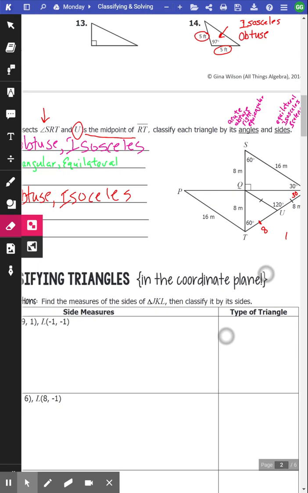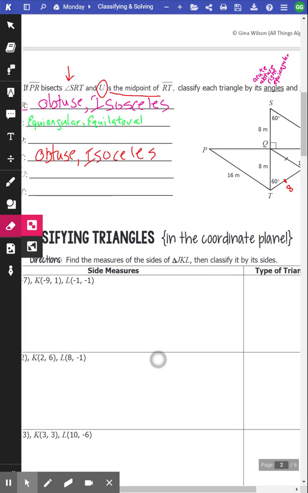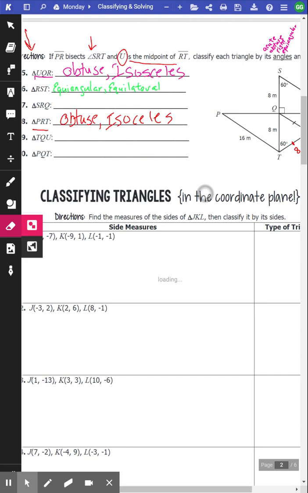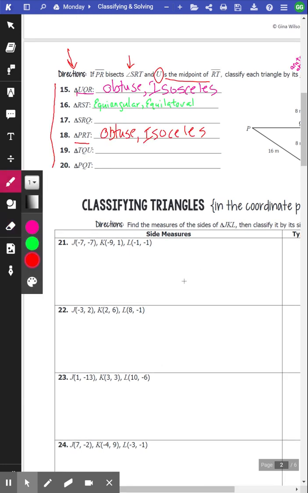All right, let's go down to the bottom part. Classifying triangles in the coordinate plane. Well, that means you have to understand these, okay? We're going to classify by sides. This isn't going to deal with angle measures. It's just going to deal by sides, which means we have to find the distances, okay? You're going to have a triangle. Okay, I'm just going to draw one. That means you'll be given a coordinate of each one of the corners. You'll have to find the distance from here to there. How do you do that using a coordinate system? You use the distance formula.